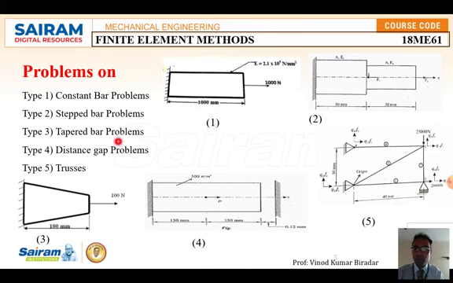Coming to the tapered bar problem, this is called a tapered bar problem, that is the third figure. A tapered bar is nothing but the cross section of the given bar is varying. It goes on decreasing. Such type of problem we are going to call tapered bar problems. Coming to the distance gap problems, this is one bar element, they will fix some distance. This element is going to be fixed with the help of some external element, they will give some gap. It is at some distance. Such type of problem we are going to solve is called a distance gap problem, and this is the most important type of problem.